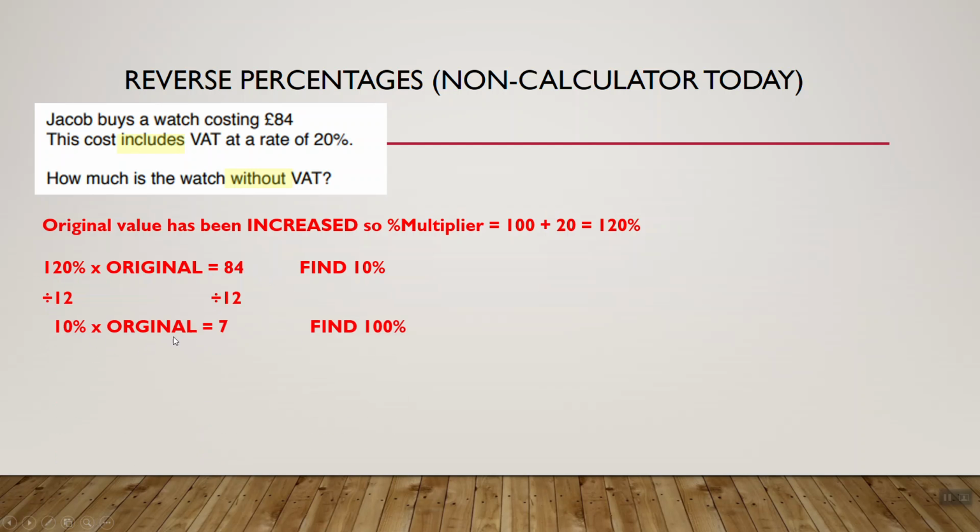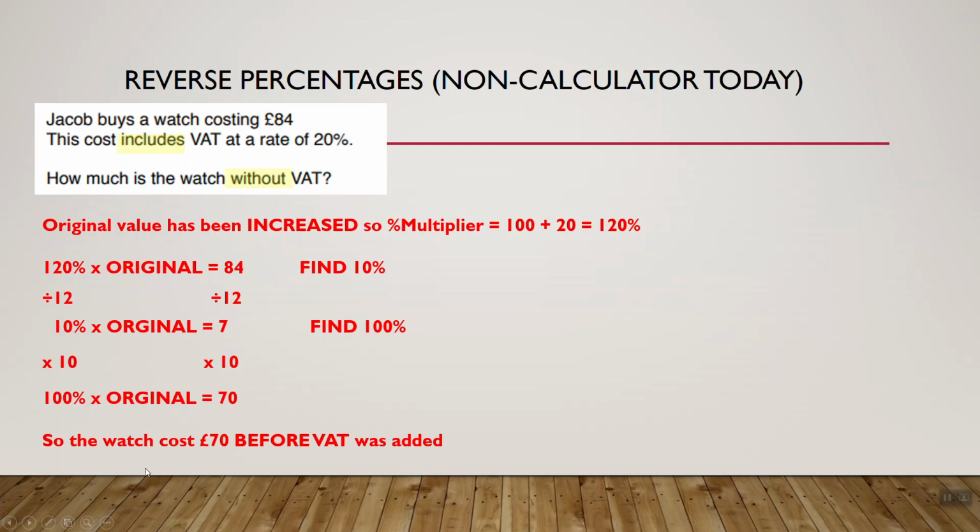Well, I don't want 10%, I want 100%. So to turn the 10% into 100, I have to multiply it by 10. To maintain the balance, if I multiply that by 10, I also have to multiply this by 10, which means that 100% of the original is 70. So that means that the watch cost £70 before the VAT was added.